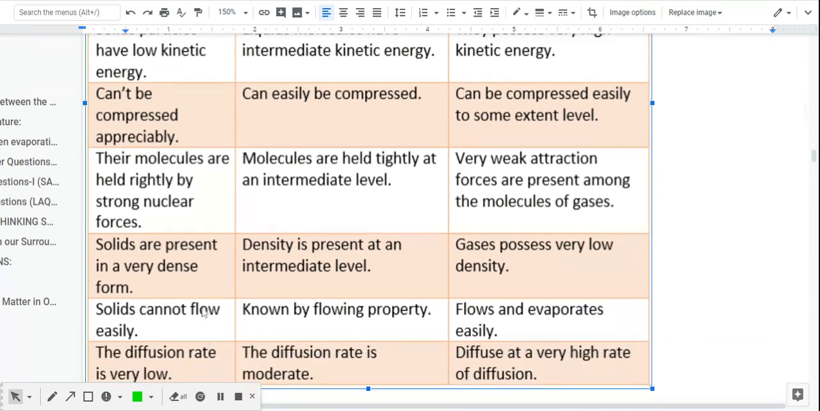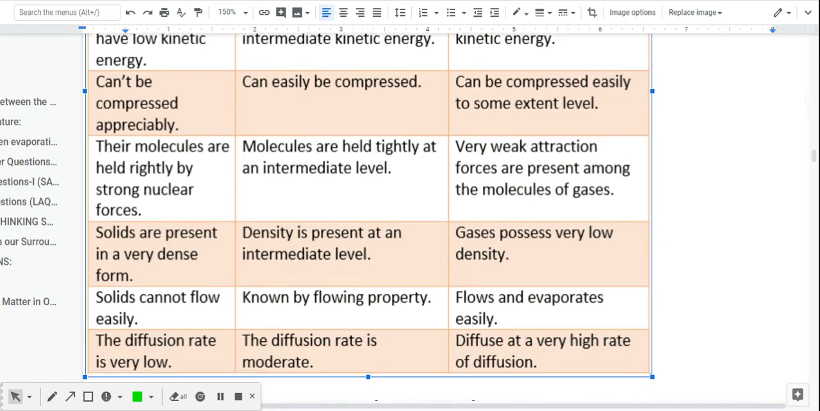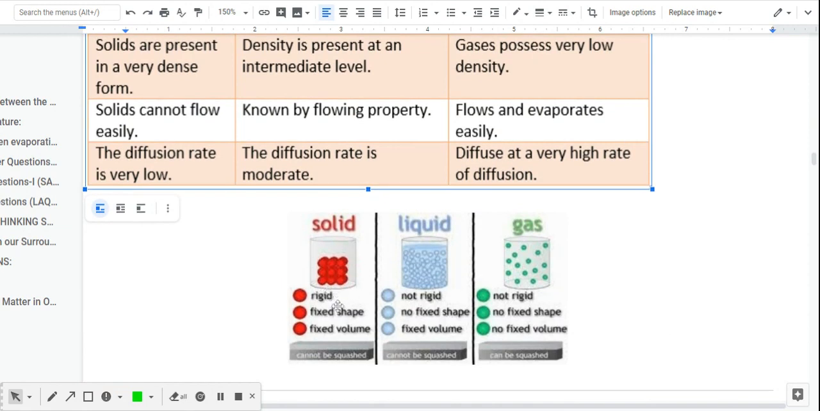Next point we are going to talk about is, solids are present in a very dense form. Dense, as you see in the picture also, I am going to show you again. See this. It's quite dense, right? Dense means a large number of atoms or molecules are present in a small space, as you can see in this figure. In case of liquids, they are at an intermediate level. So the space of the liquid is more than solids but less than gases, as you can see in this figure also. And gases possess very low density, because the particles are very far away from each other, right?